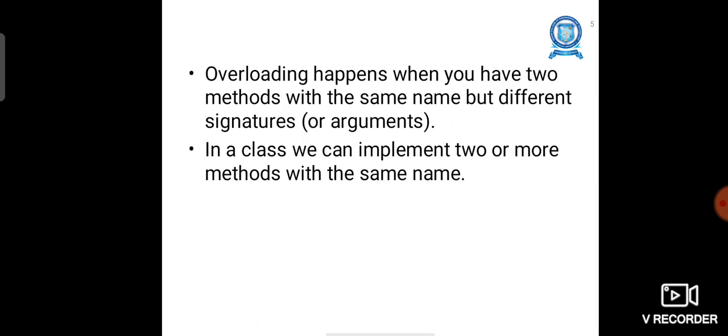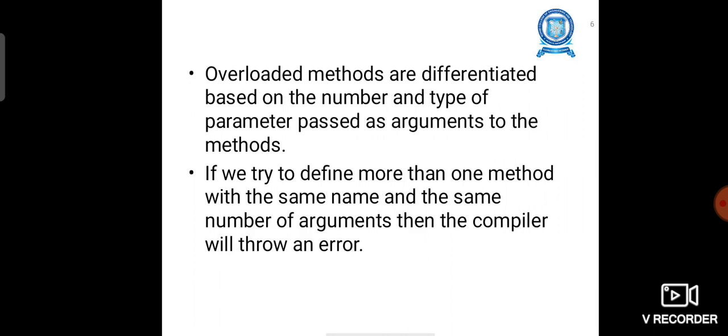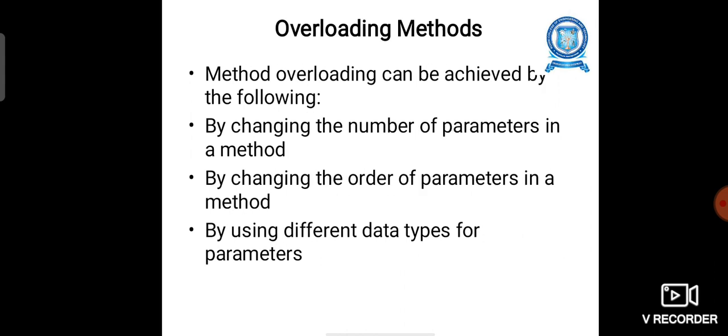Overloading happens when you have two methods with the same name but different signature or arguments. In a class, we can implement two or more methods with the same name. Overloaded methods are differentiated based on the number and the type of parameters passed as arguments to the methods. If we try to define more than one method with the same name and the same number of arguments, then the compiler will throw an error.